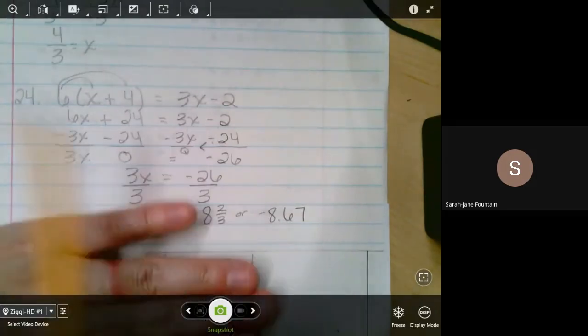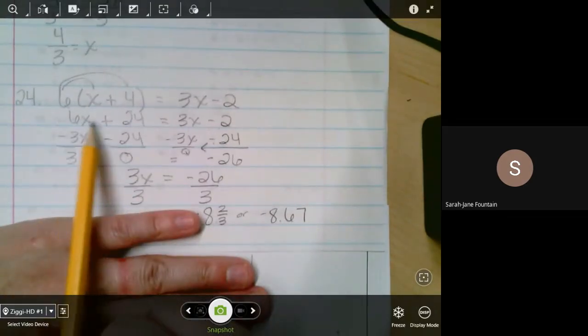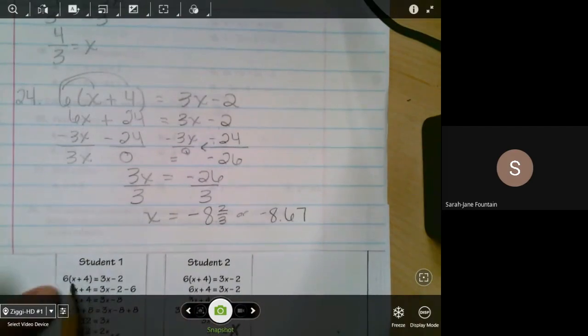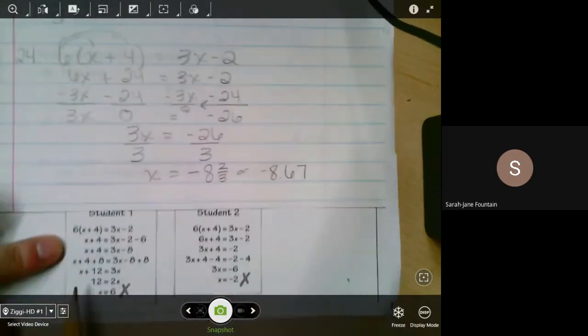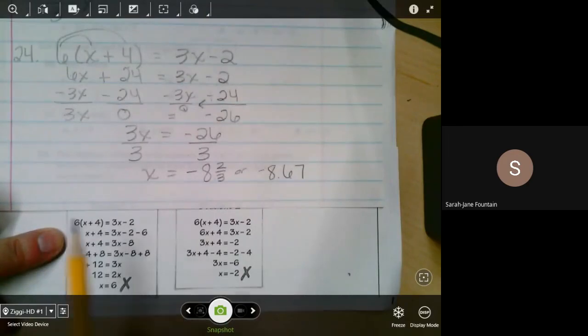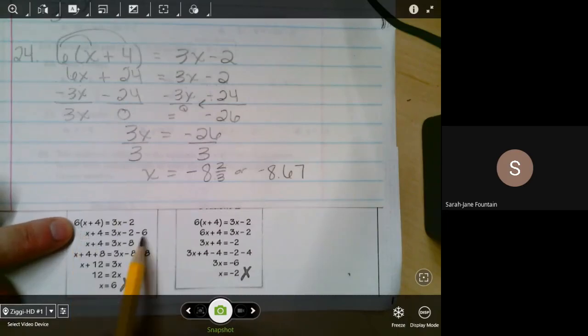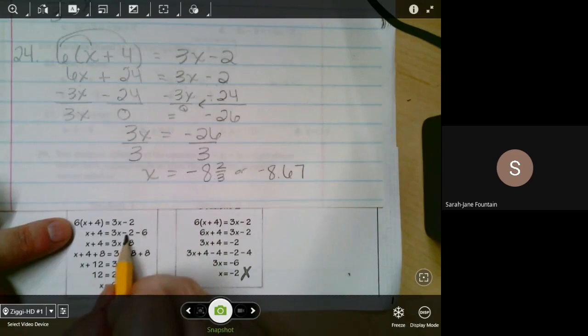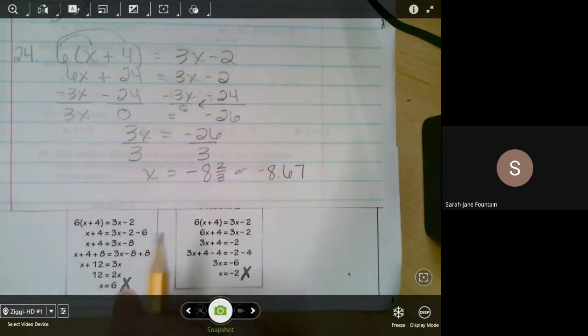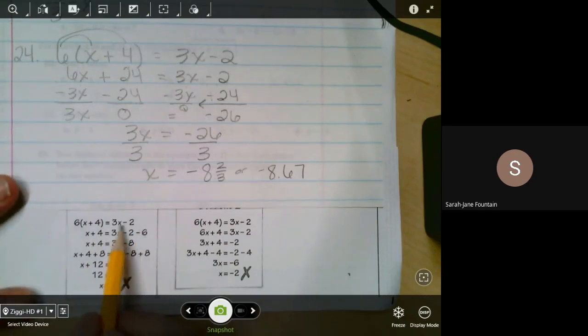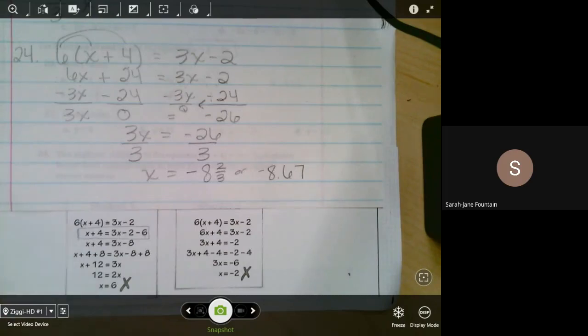So now we have to go back and look at this. The first thing we did was 6x plus 24 equals 3x minus 2. What student number 1 did was they took this 6 and they subtracted it from the first side. So now they just have x plus 4 equals 3x minus 2 minus 6. Then they combined the negative 2 and the negative 6 to equal negative 8. But you can see that this is the first step that they messed up on. So we know that one's wrong. We know x is not 6.